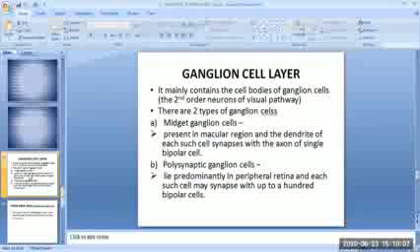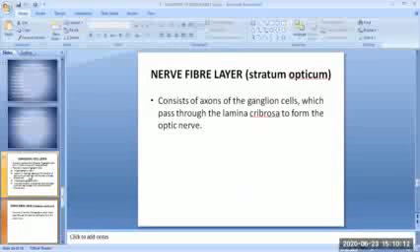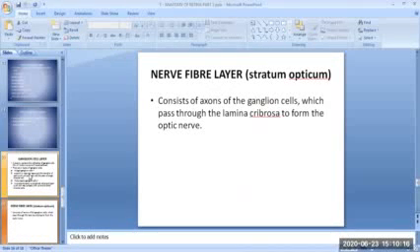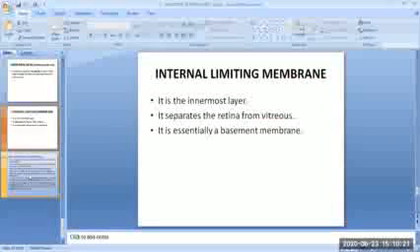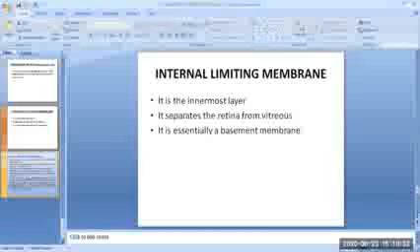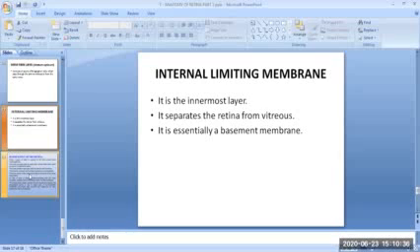The ninth layer is the nerve fiber layer, the stratum opticum, which consists of the axons of the ganglion cells which pass through the lamina cribrosa to form the optic nerve. The tenth layer is the internal limiting membrane. It is the innermost layer and it separates the retina from the vitreous. It is formed by the union of terminal expansions of the Mueller's fibers and is essentially a basement membrane.